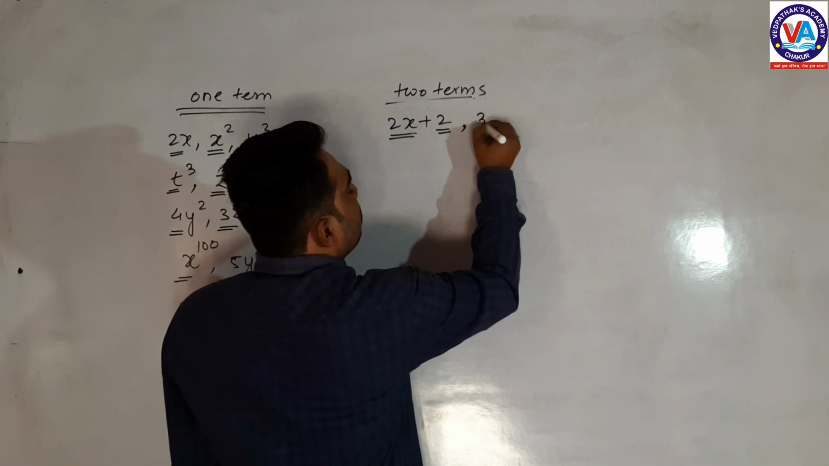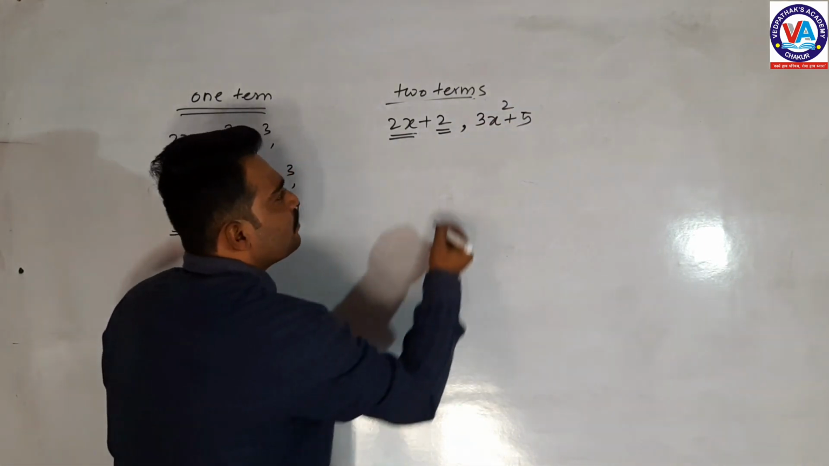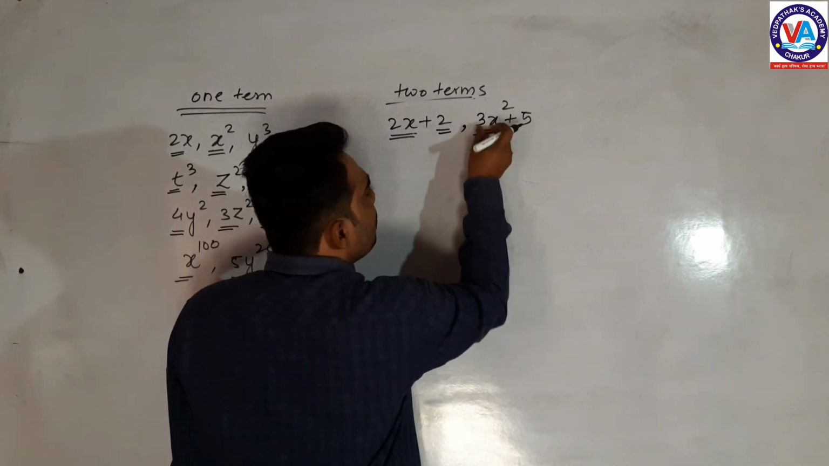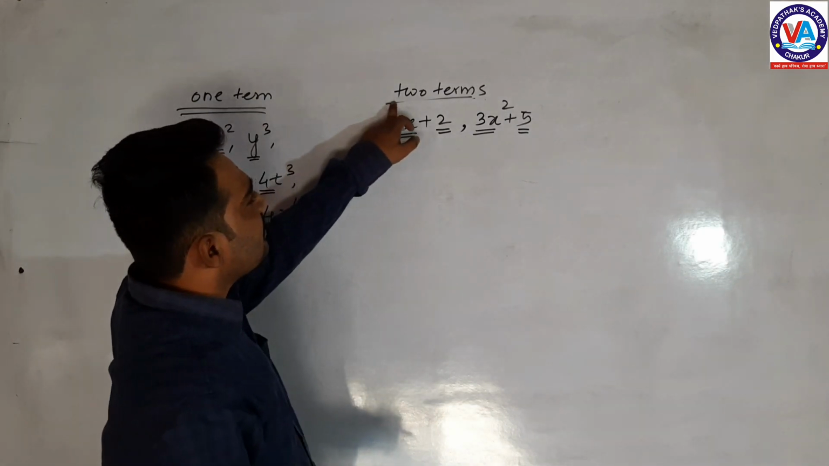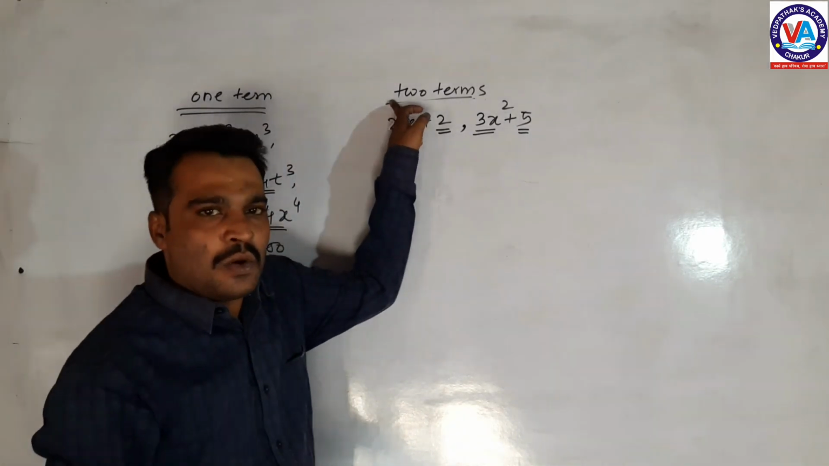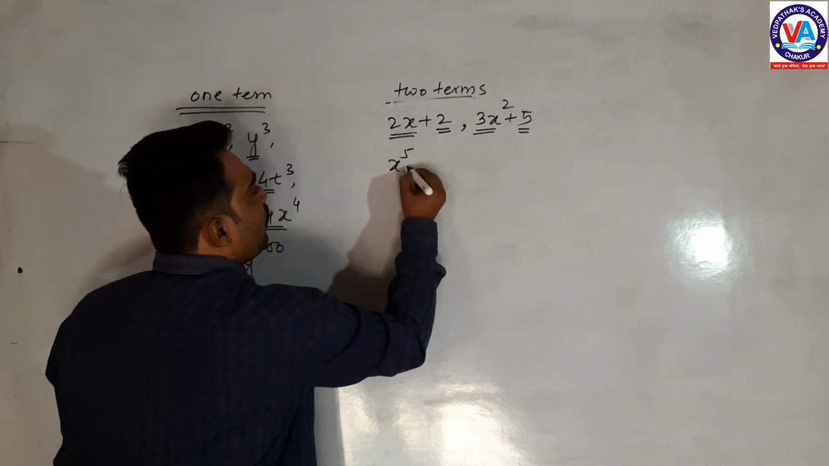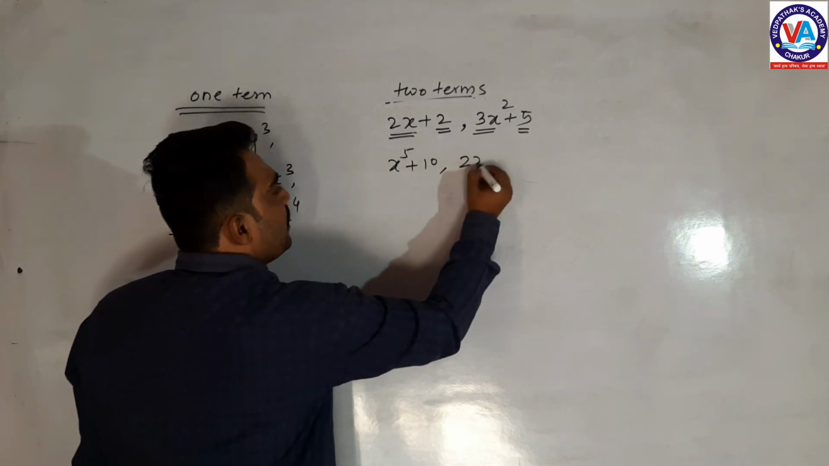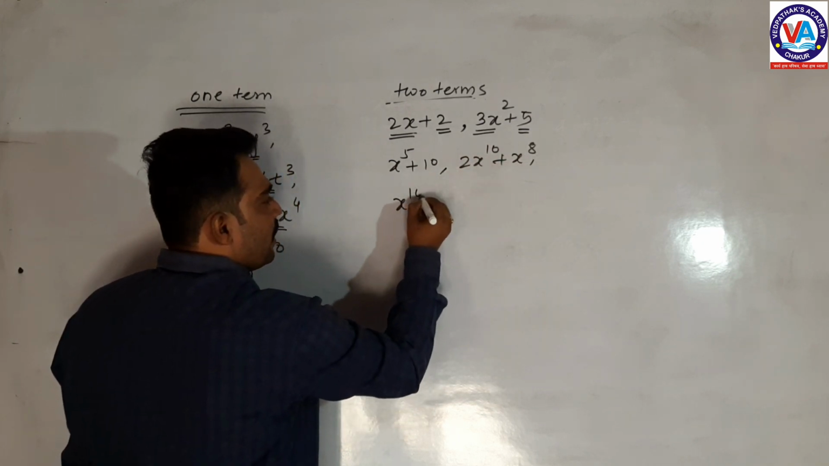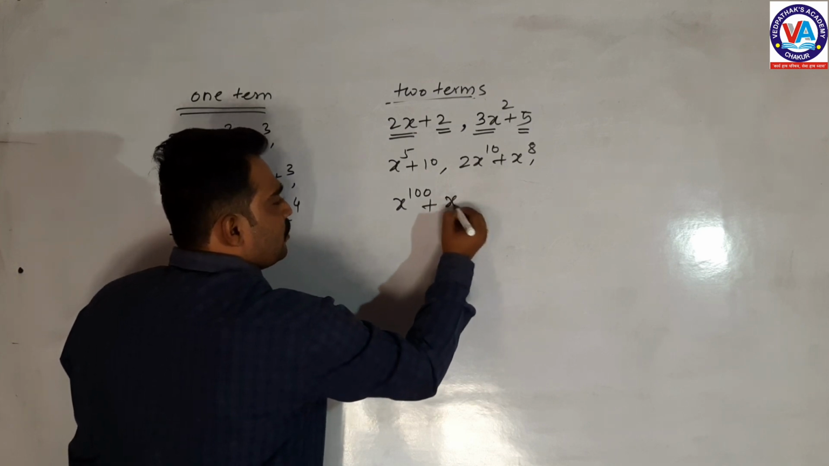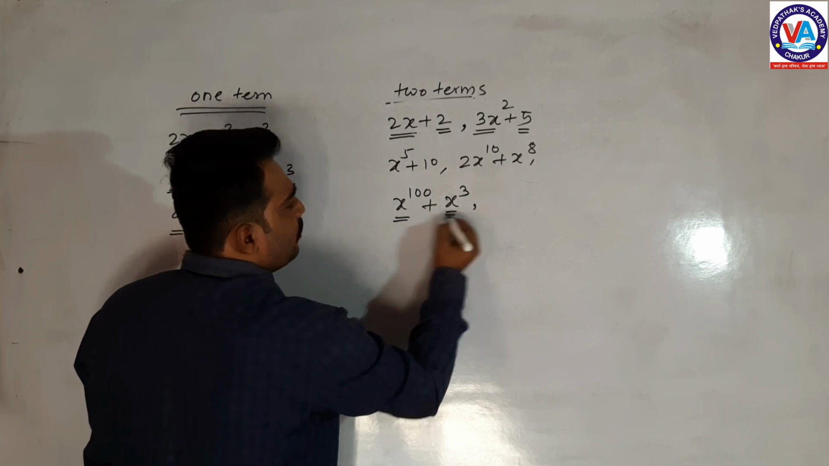Also 3x square plus 5. Again, if you see here, this polynomial is consisting of two different terms. First term and second term. What do I want to write here? I want to write such polynomials, the polynomials having two terms only. So take another example here. x to the power 5 plus 10. Then 2x to the power 10 plus x to the power 8. Then x to the power 100 plus x to the power 3. This can be a polynomial in two terms.